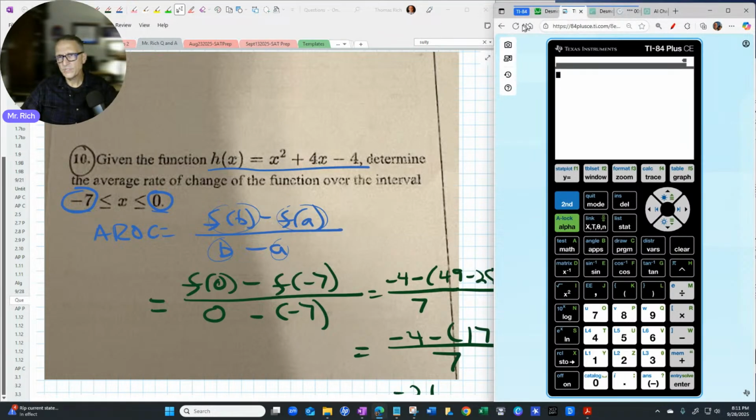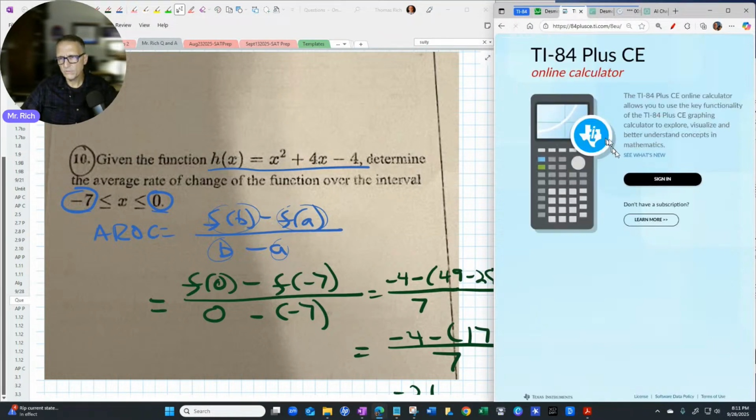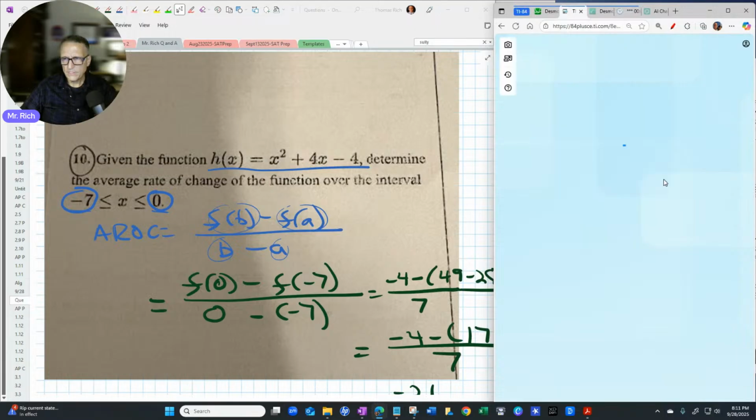Now, let me reset this calculator. I think it's a little wonky here. So let's sign back in here.